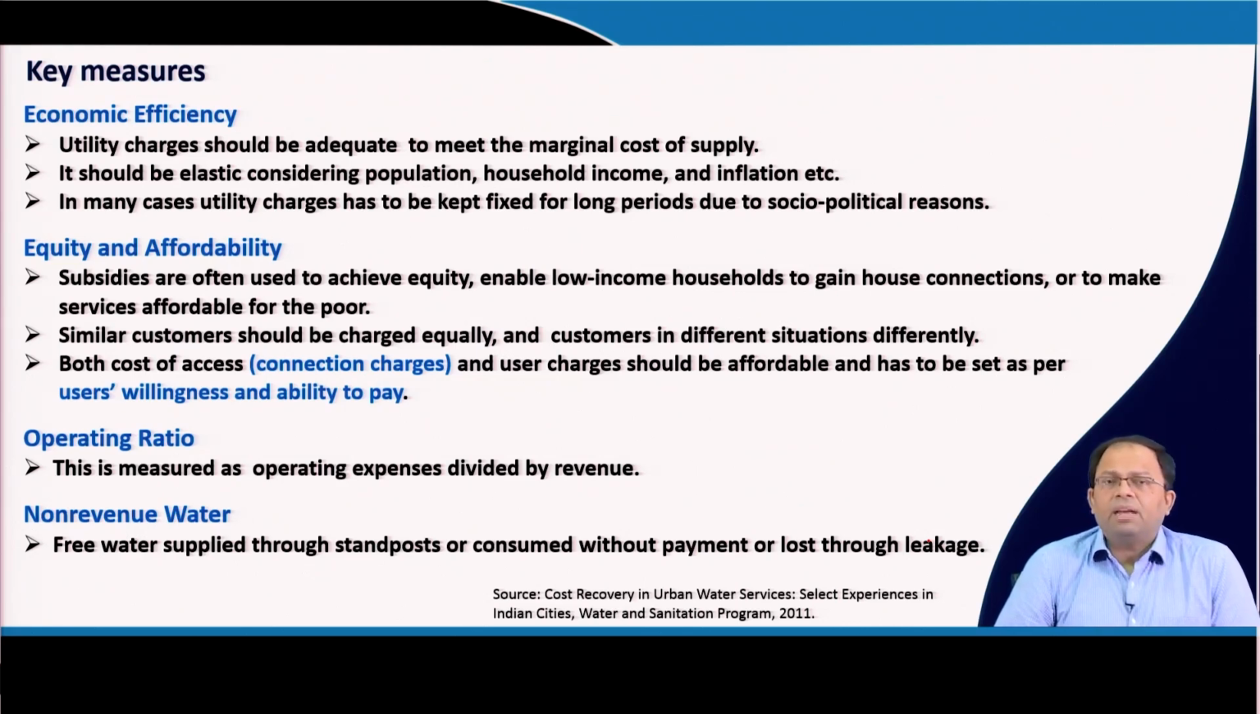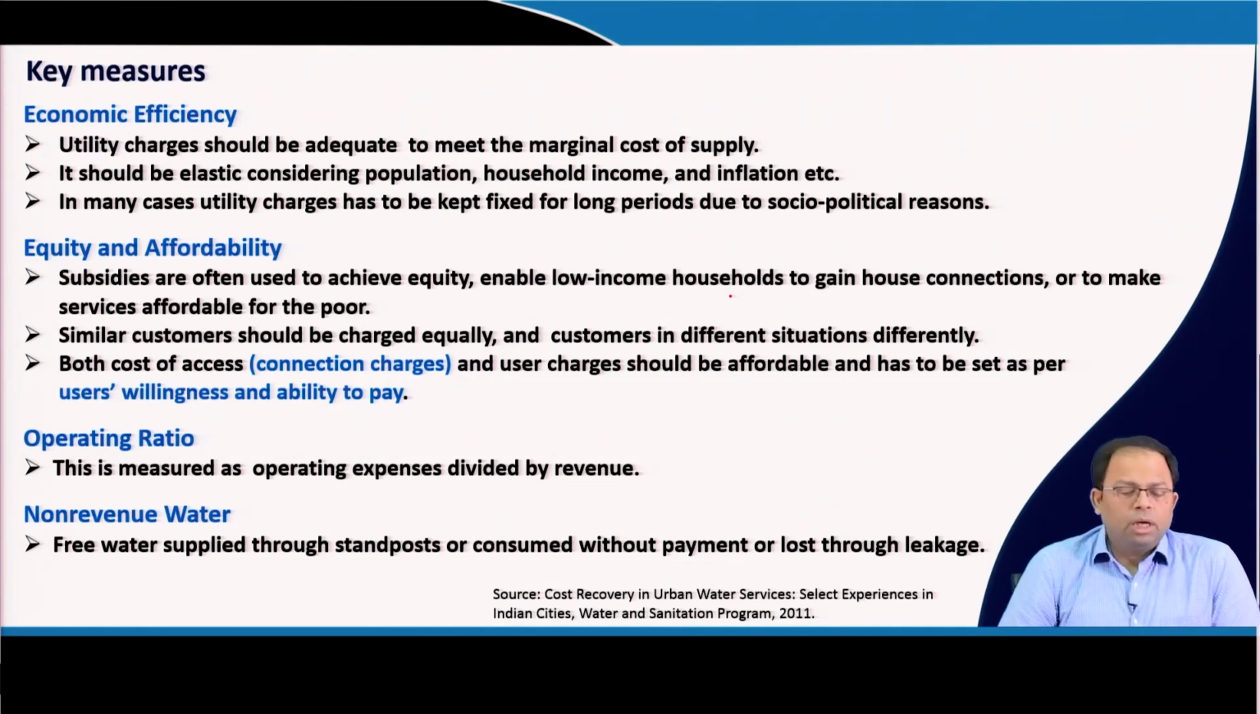Then the equity and affordability considerations. This is where subsidies are provided, and they are often used to achieve equity and enable low income households to gain house connections or to make the service affordable for the poor. So, that means even though people may be able to pay the operation and maintenance charges, to get a new connection there has to be some amount of subsidy, so as to make the service available to the poorest of the poor. So, there has to be subsidies.